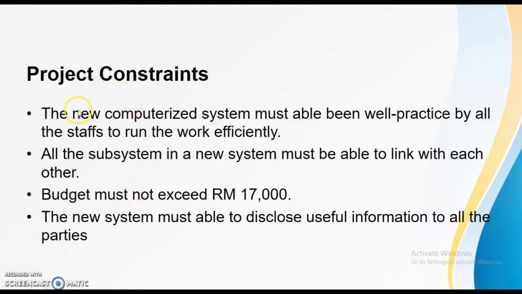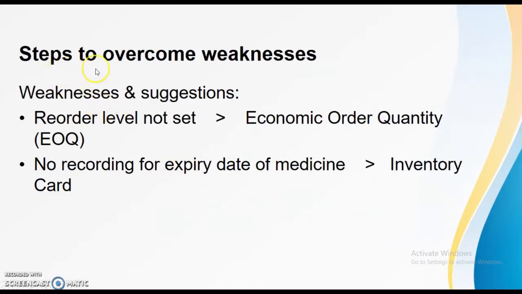Next, project constraints. The new computerized system must be able to be well practiced by all the staff. All the subsystems in the new system must be able to link with each other. The budget must not exceed 17,000 and the new system must be able to disclose all the useful information to all the parties.